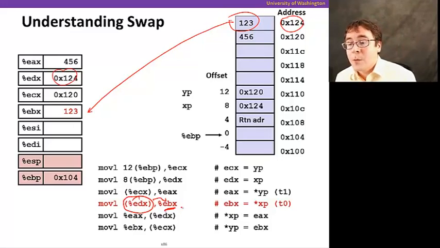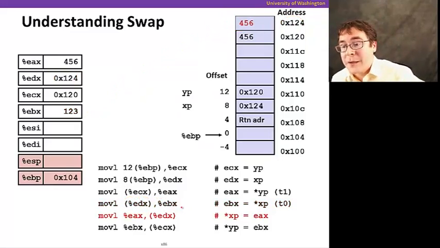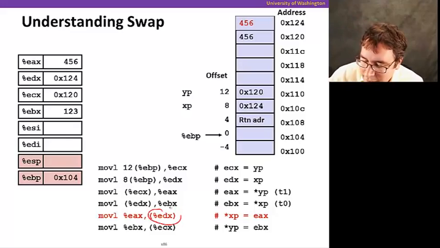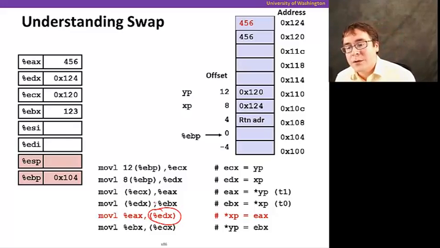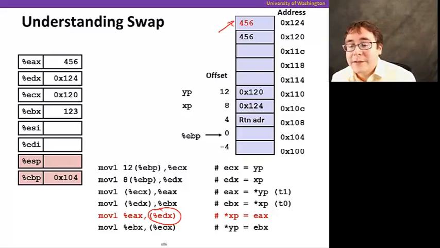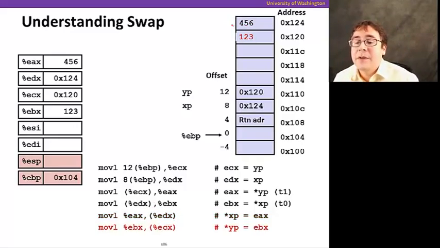So what are we going to do now? We're going to get the contents of EAX, which was the contents of YP, and store it in XP because we're swapping, right? We still have the address of XP in EDX, so now we have this as a destination operand. When we do that, this gets updated with the contents of EAX. The same thing happens when we're storing to YP. Note that we left the addresses of the pointers in the registers because we use them to read from the locations and then later to write to them.